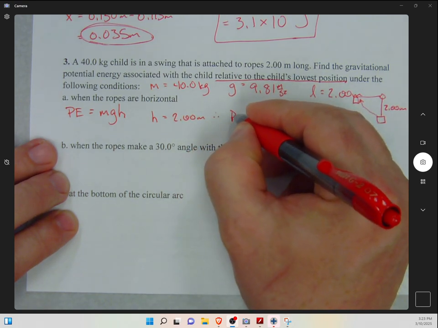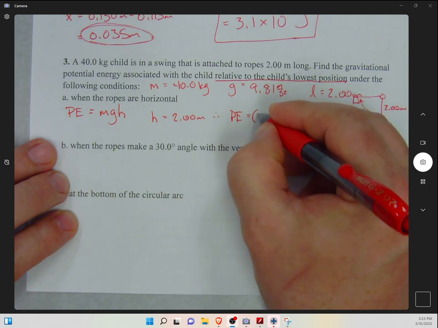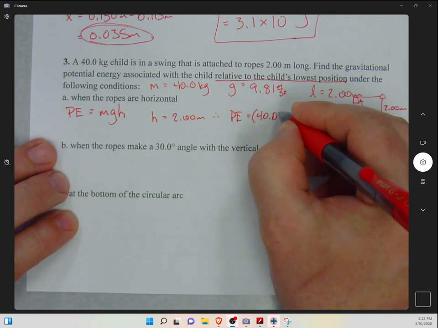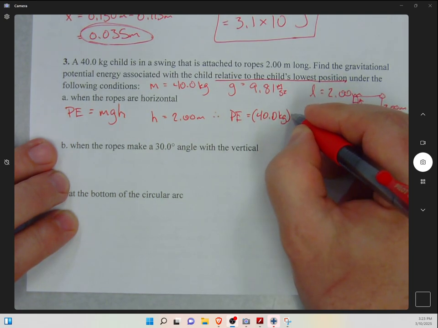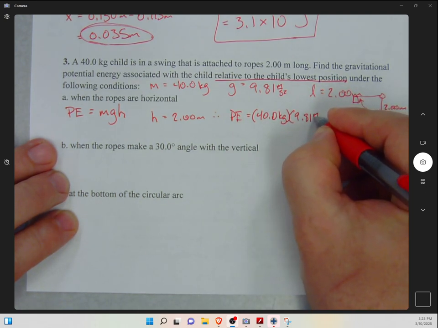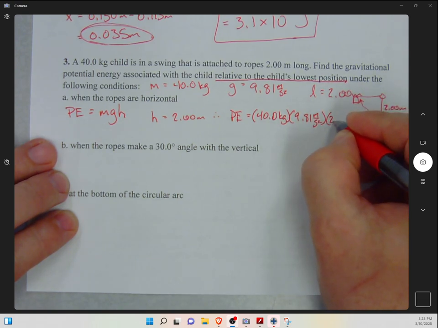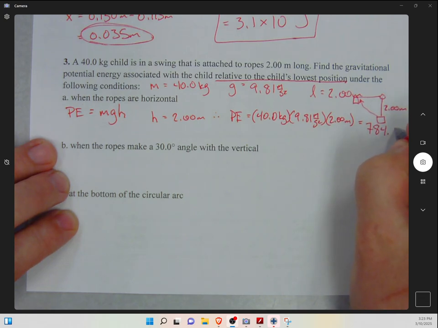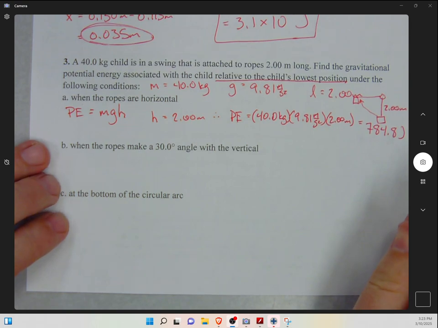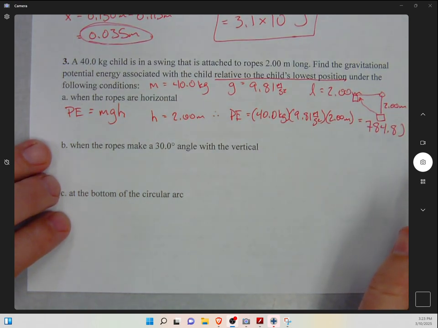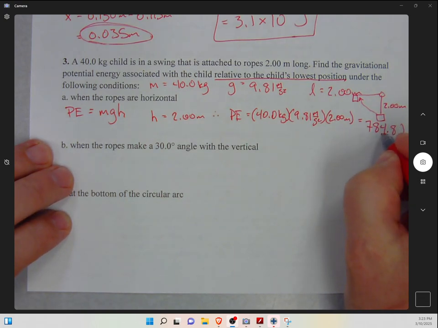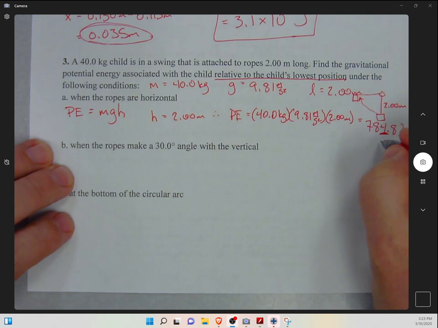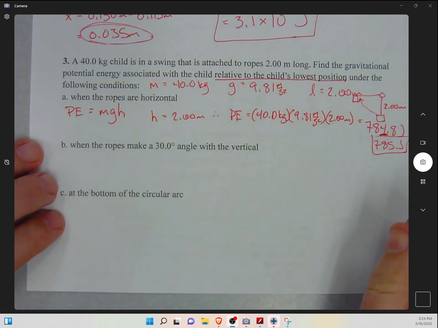Therefore, potential energy is equal to 40, sorry about my penmanship, 40 kilograms multiplied by acceleration due to gravity, multiplied by that length, that 2 meters. And so that is going to give me, if I just write it a little bit out of the way, how many sig figs do I need? I need 3, right? Okay, so I'm gonna round to right there. So I'm actually gonna report 785 joules as my answer for part A.